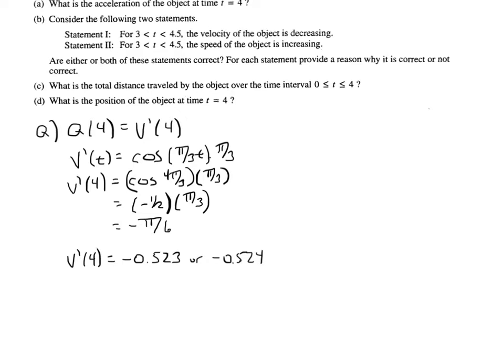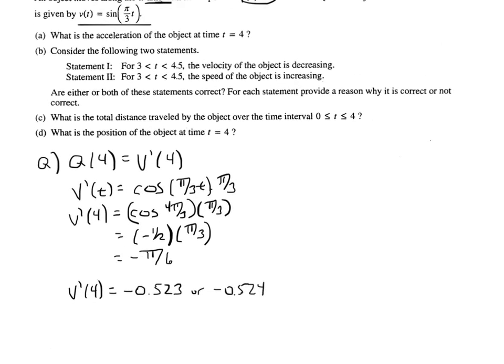And part B, we've got two statements. Between 3 and 4.5, the velocity of the object is decreasing. Well, if you look at the graph, you'll see that the velocity of the object is decreasing between 3 and 4.5. The reason is that the acceleration must be negative on that interval. And they were kind of pointing us in that direction by having us evaluate the acceleration at t equals 4. 4 is in this interval here, and we found that it was negative.